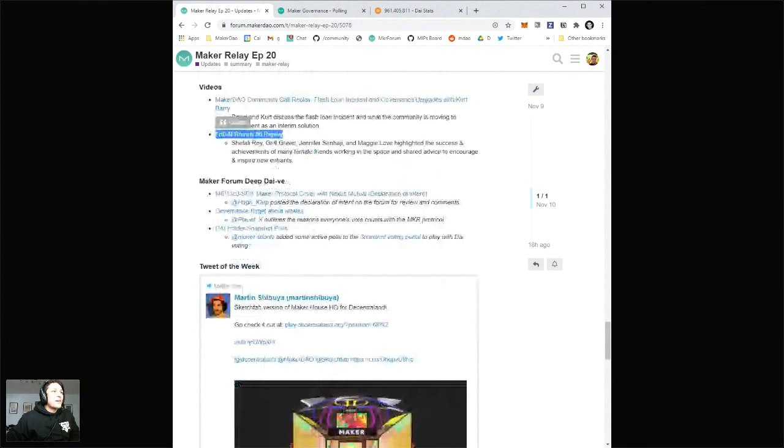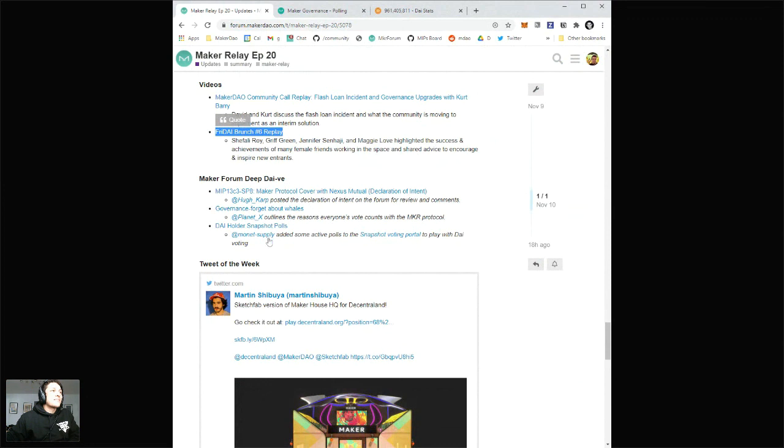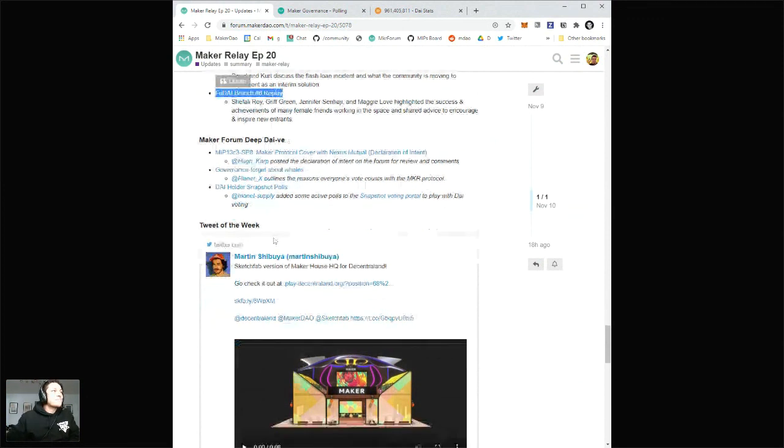Maker Forum deep dive. Yeah, I already mentioned a little bit about this top one. Governance forgets about whales. Planet X outlines the reason everyone's vote counts with the MKR protocol, and it does. It definitely counts, especially with the recent flash loan thing.